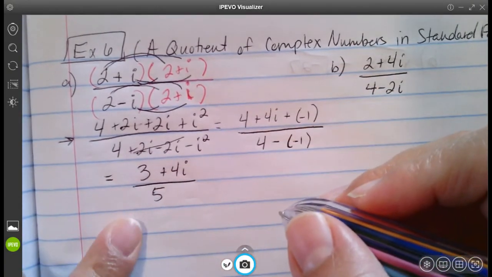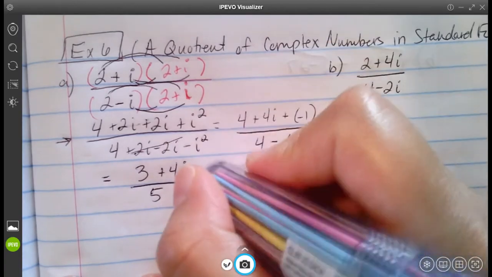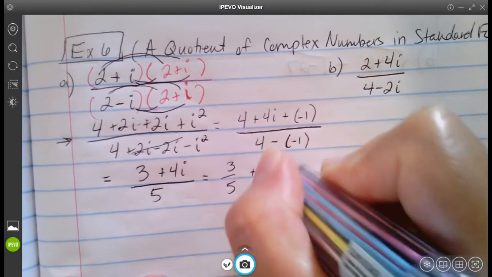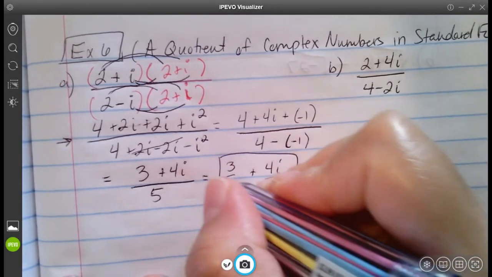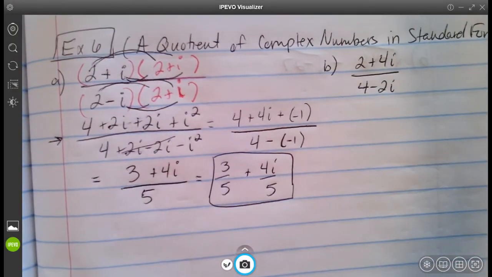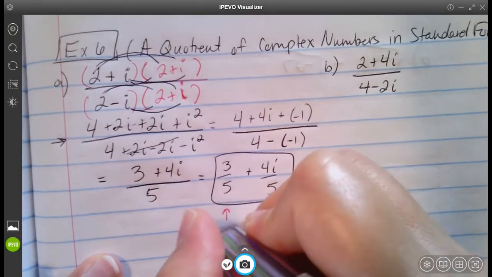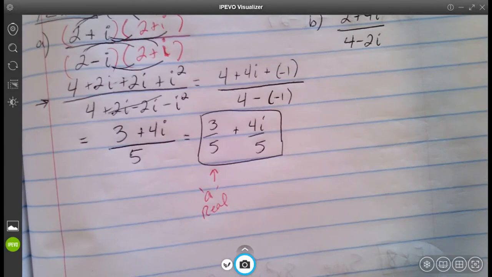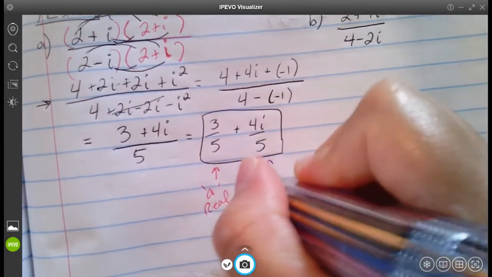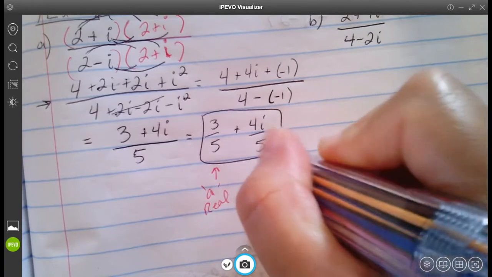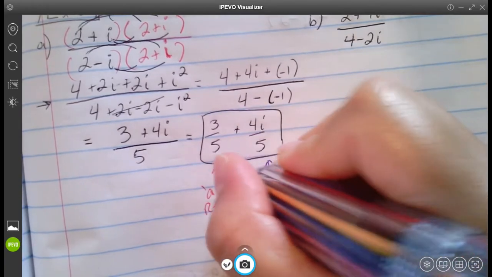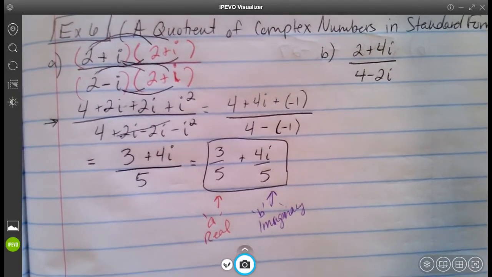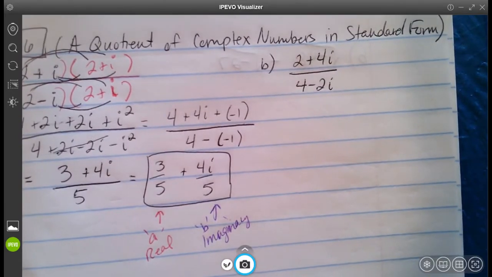And then we want to separate it so we have our real and our imaginary. So this is the same as 3/5 plus 4I over 5, where our 3/5 is our real part, so this one is our A, and the 4/5 I, this part right here, would be our imaginary part, our B part. And that's it for that one. Let's try one more, and then I think we have just a few more examples, and that'll be it.